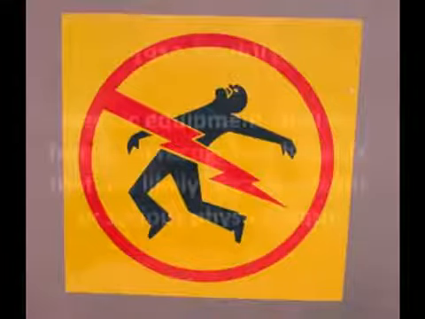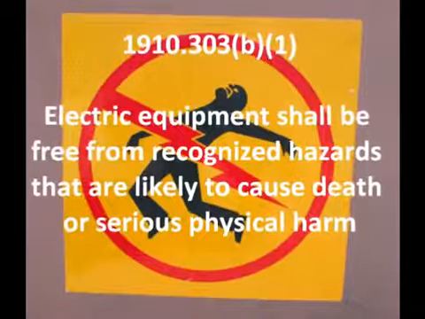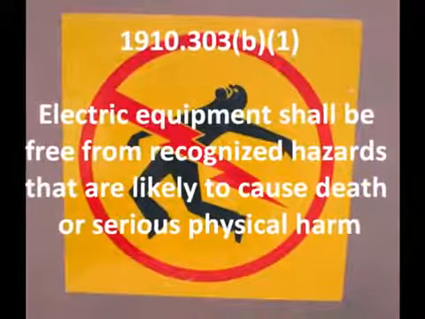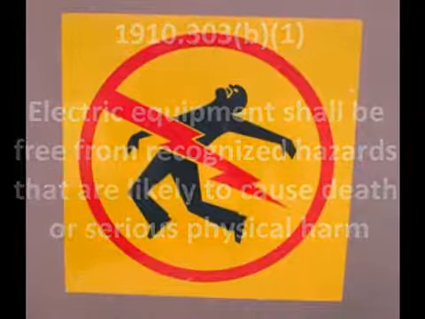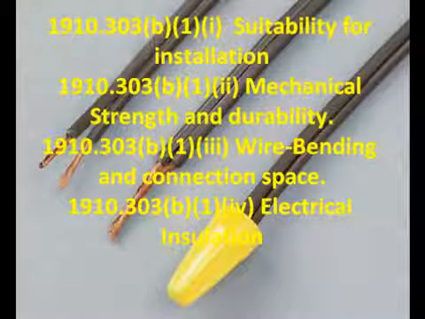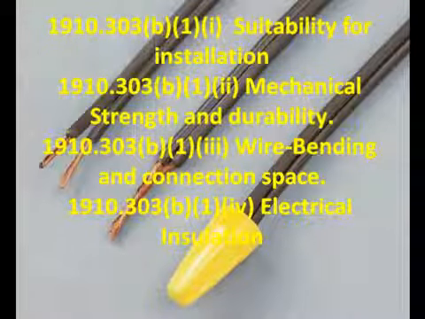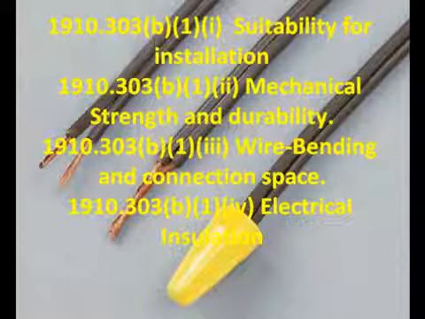In the first subpart, we will be discussing electrical equipment and the standards that evaluate it. Under general requirements, it is stated that electric equipment shall be free from recognized hazards that are likely to cause death or serious physical harm. Predicting hazards before they come up is a major key, and safety equipment is always necessary.